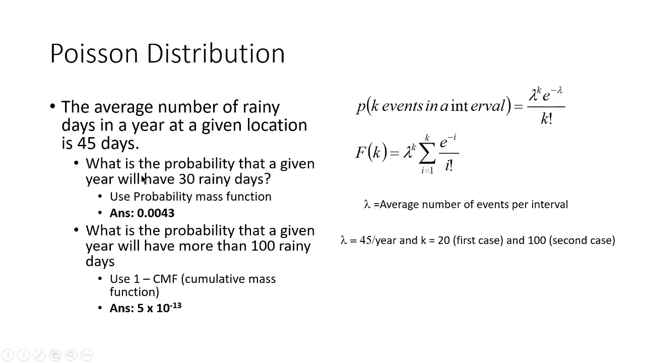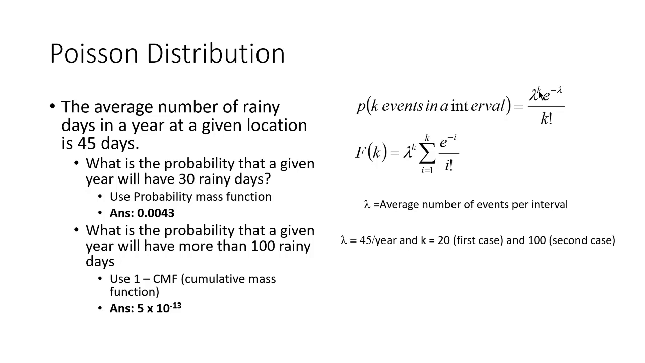So if I go back and show you a quick illustrative example, the average number of rainy days in a year at a given location is 45 days. What is the probability that a given year will have 30 rainy days? So my lambda is 45. So on average, there are 45 rainy days. It doesn't mean that every year will have 45. Some years will have 0. Some years will have 100. So if I take an average over a very long period of time, I get my lambda for the Poisson distribution, and then k is 30 days in this case.